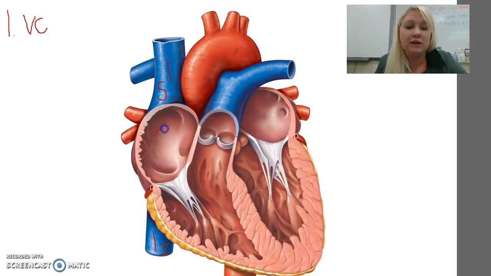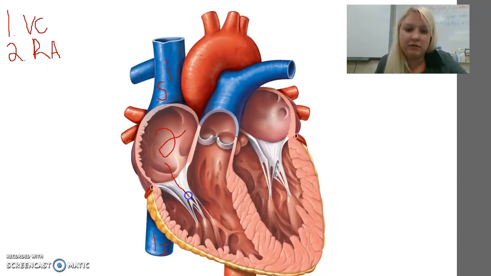The first chamber that blood is going to enter into is this guy right here, number 2. And this is our right atrium. So right atrium. I'm just going to do RA to abbreviate, but you need to make sure you can write out right atrium. Atria are receiving chambers, so they're receiving blood from areas.